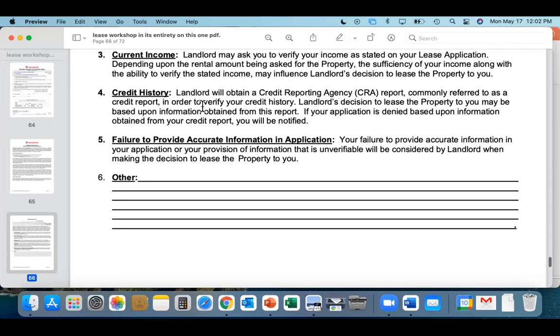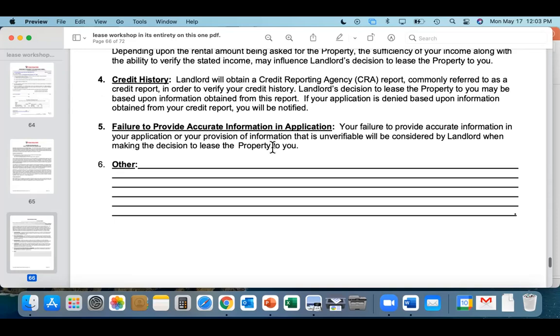Same with credit history. Credit history is really hard to overcome, especially if somebody's had really bad credit history. Again, the only way to overcome that is by paying rent up front, large deposits, those things.